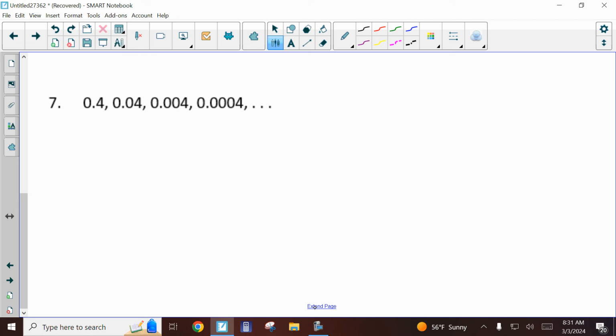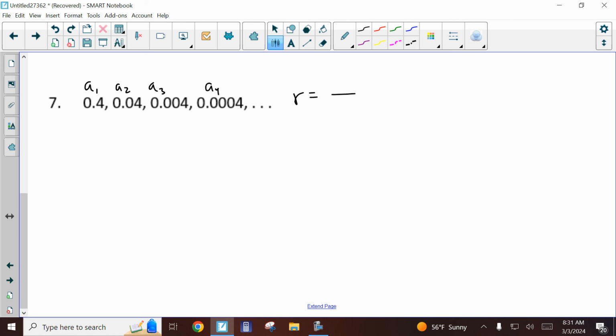Okay? Next one. Now this one is a little trickier because it has decimals, but clearly you can see that you're not adding a consistent number every single time. So chances are this is going to have a common ratio. So we're going to go ahead and we're going to put the 0.4. Let's see what we got here. This is A1, A2, A3, and A4.